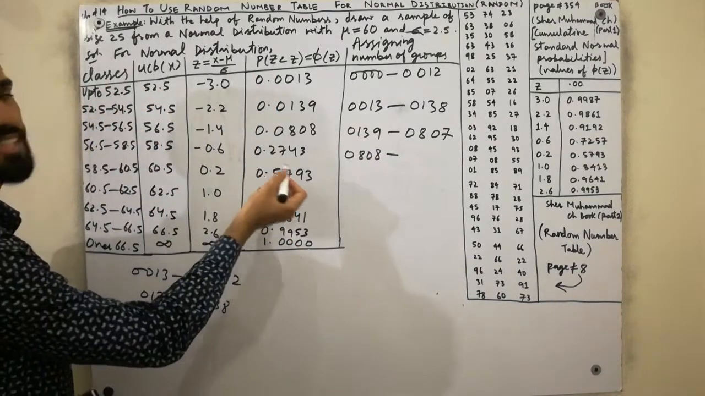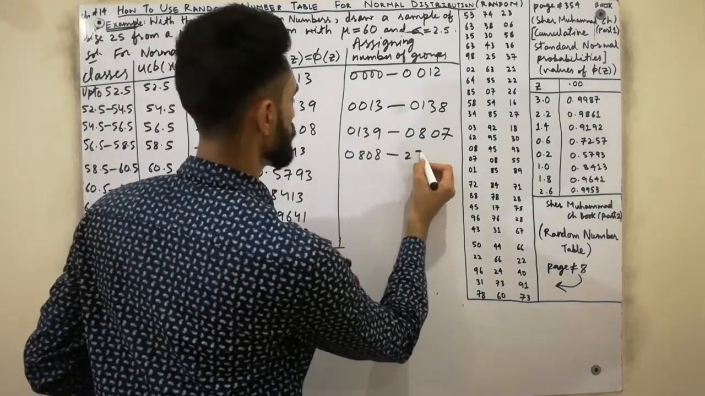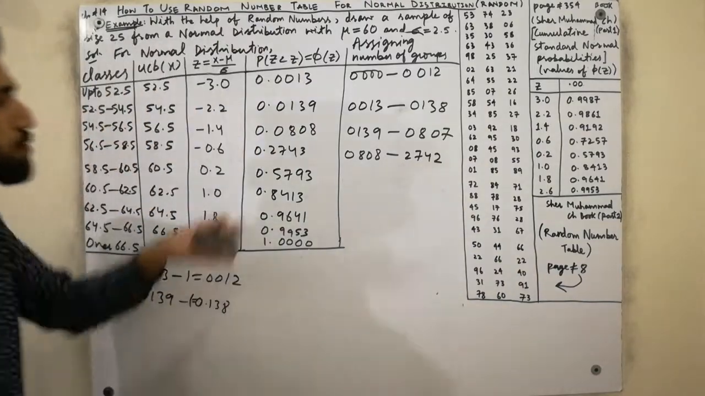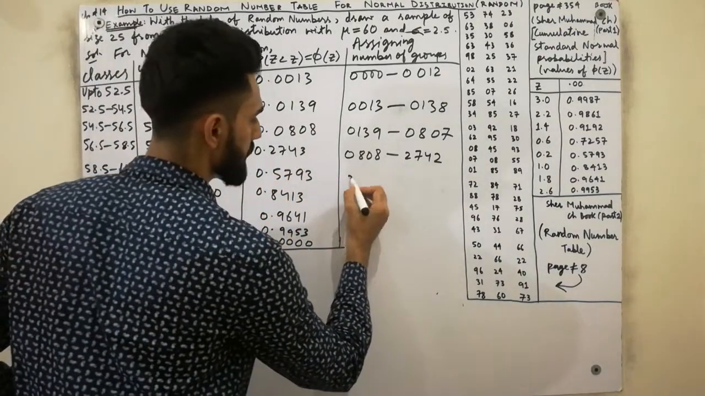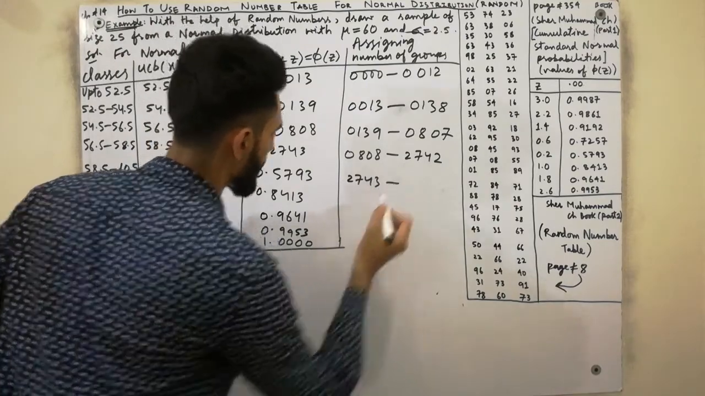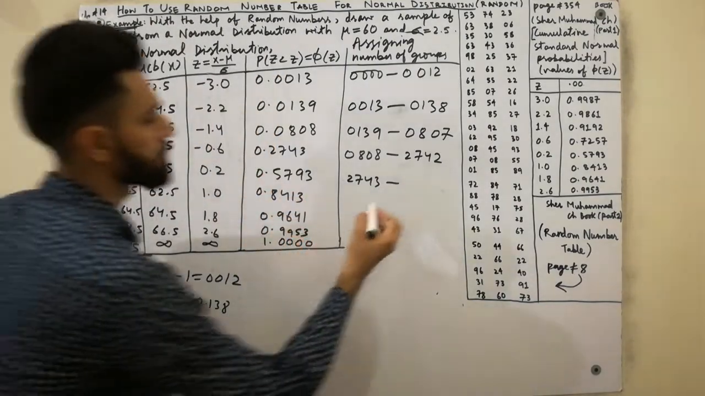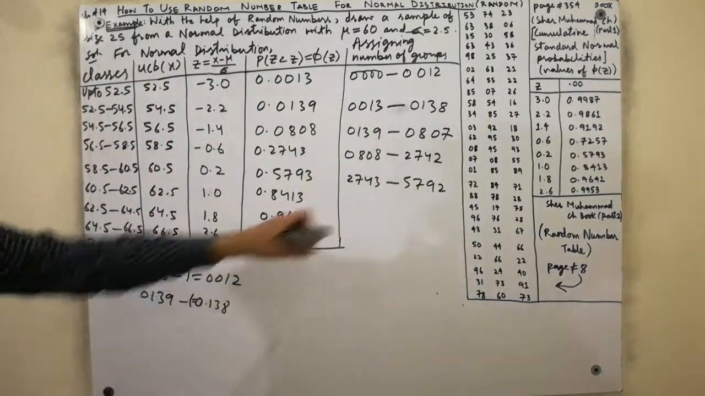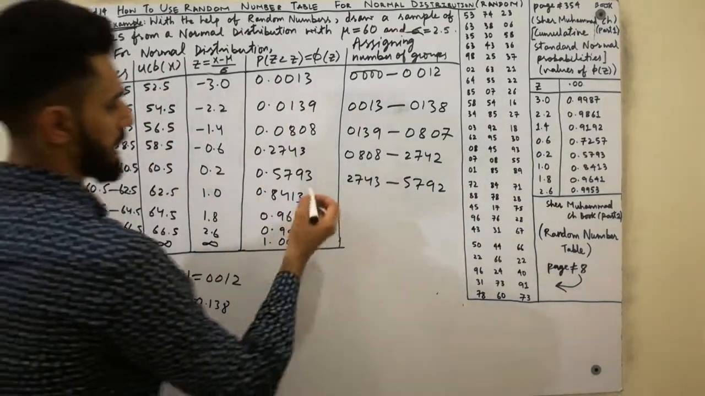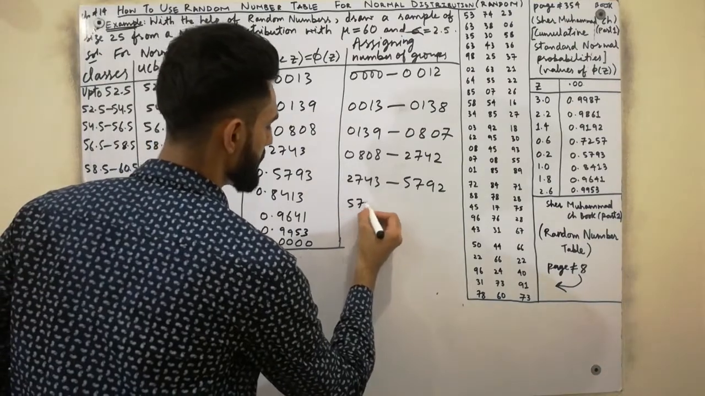Next, 2743 minus 1 will be 2742. 2743 minus 1 will be 2742. The same value here, 2743. Next, 5793 minus 1 will be 5792. Next, 5793 as it is.